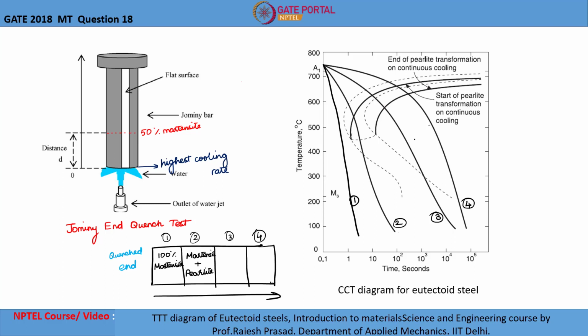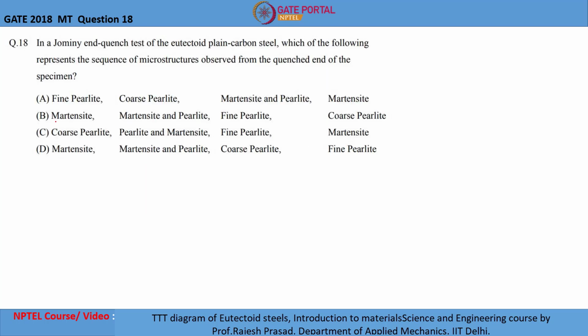And as we know, when the cooling rate keeps on decreasing, the chance for diffusion of ferrite and cementite in the pearlite phase will slow down, resulting in a coarser microstructure. So fine pearlite will be formed first, followed by coarser pearlite. So the correct sequence of microstructure from the quenched end will be martensite plus pearlite, fine pearlite and coarser pearlite. So the correct answer is option B.